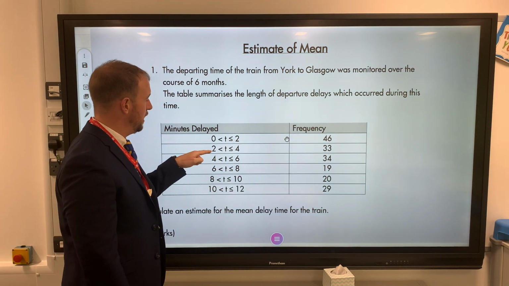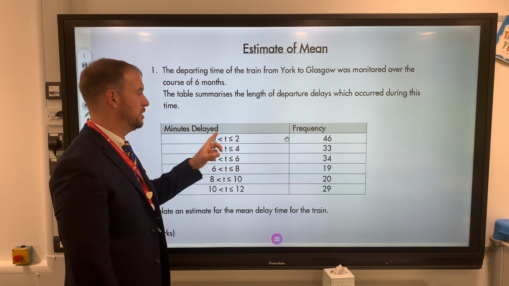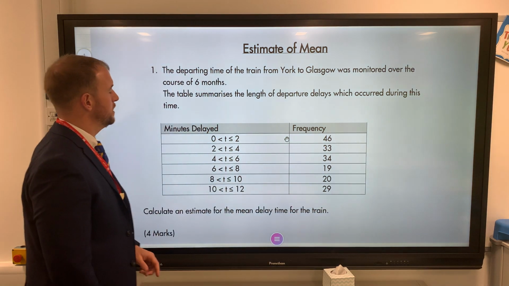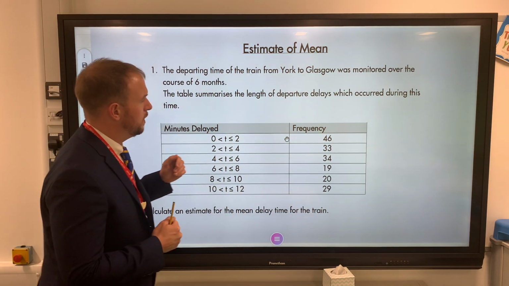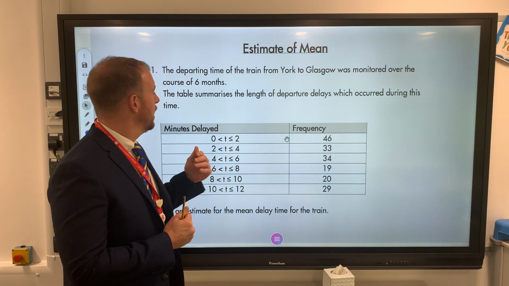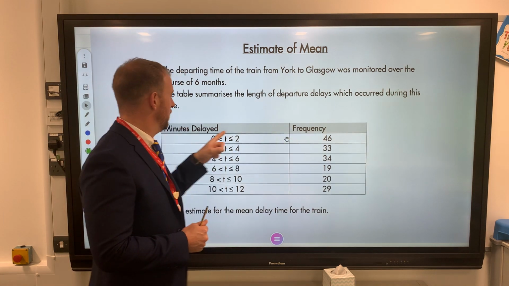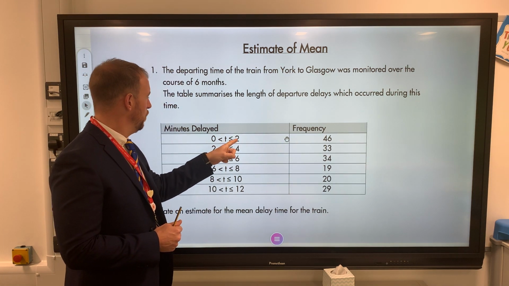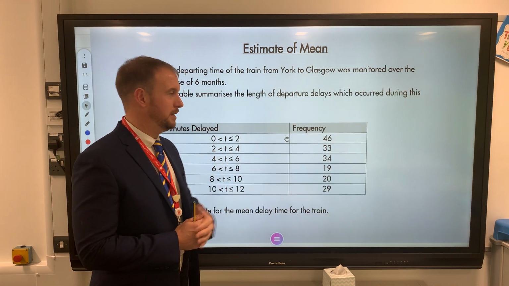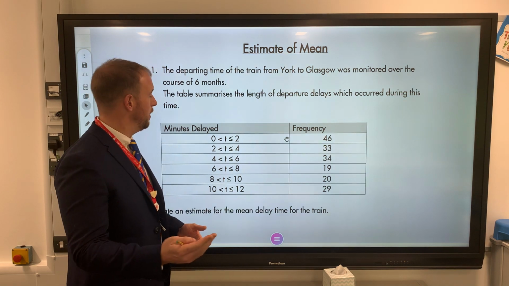Okay, and then in here then, greater than 2, but less than or equal to 4 minutes. And as you can see, we've got a lot of people in our frequency. So to calculate the mean, we have to add them all up and then divide by how many. However, we don't know if these 46 people, they could have been all delayed by 2 minutes. They could have been delayed by 1 minute. They could have been delayed by half a minute, or you see where I'm going.